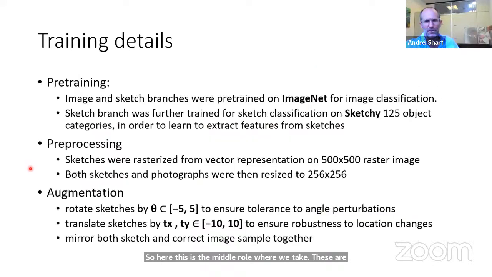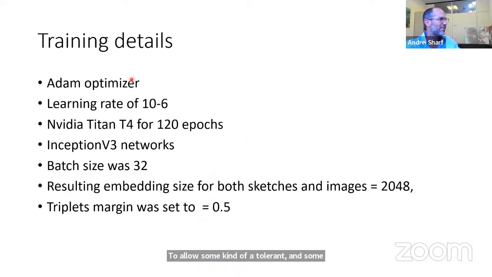We perform pre-training by training the image branches with ImageNet and the sketch branch with Sketchy, just to get features that belong to images and to sketches. We do augmentation by rotating and translating the sketches in order to allow some invariance to position. Okay, I will move away from these details.